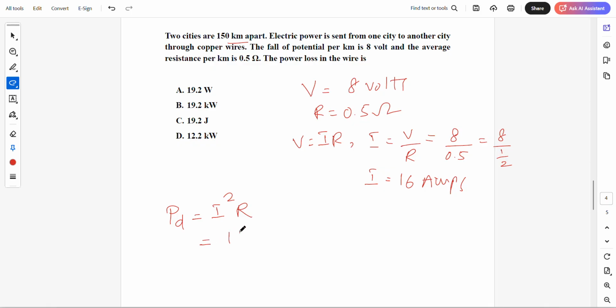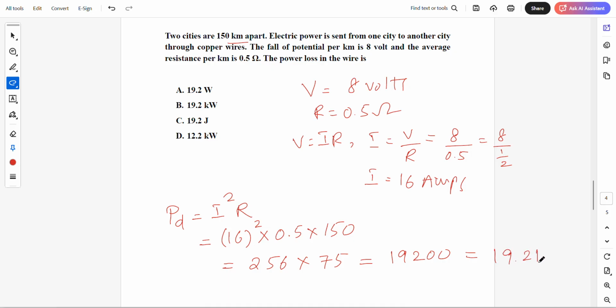How much is I? I is 16, the whole square into R. How much is R? R is nothing but 0.5 into how many kilometers apart that is? That is 150 kilometer apart. So 256 into 75, when you calculate, how much does it come to? That is approximately equal to 19.2 kilowatts of power.